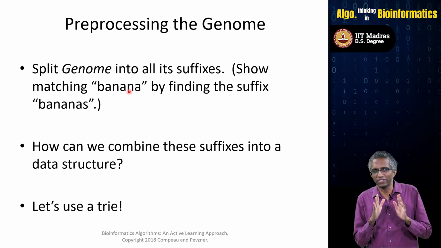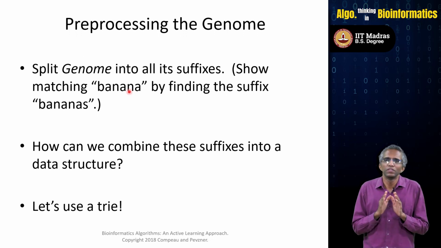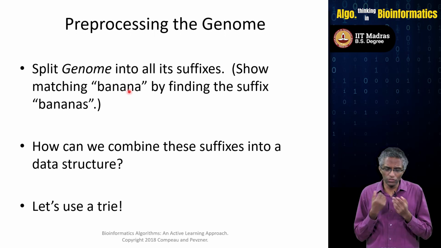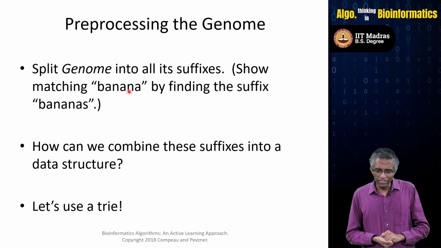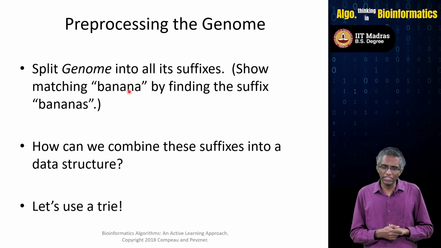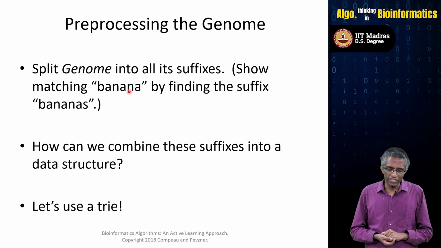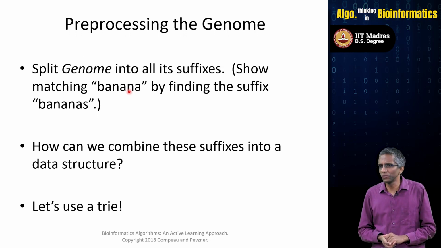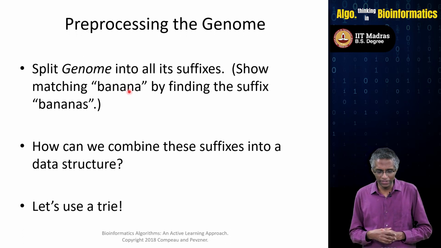Instead of building a data structure to hold all the patterns, let's build a data structure that tries to hold the different substrings of the genome, specifically all the suffixes of the genome. Okay, we will split the genome into all its suffixes, and then we will show that banana can be matched by finding the suffix bananas. If there is no suffix that starts with banana, then you know that the pattern banana will not match the genome. Okay, that is the idea.